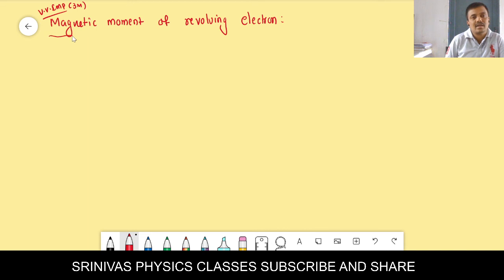They will ask to derive the magnetic dipole moment of a revolving electron. I have to derive the magnetic moment of a revolving electron. How to derive it? Further, what we have to do, consider, this is an orbit.